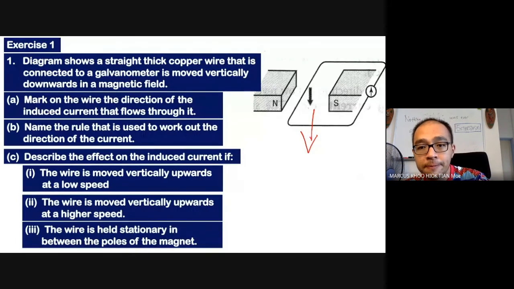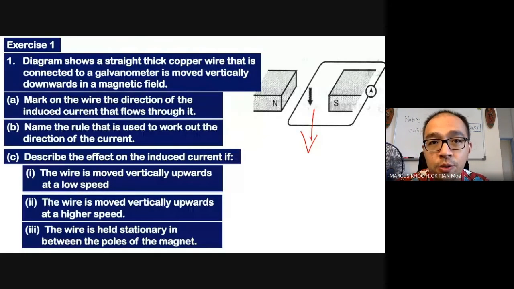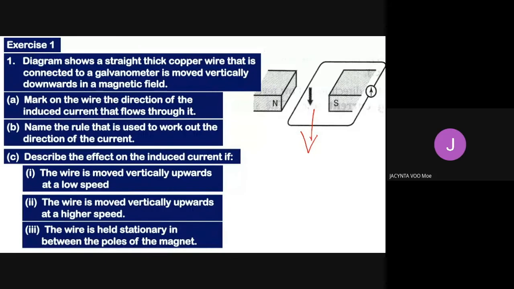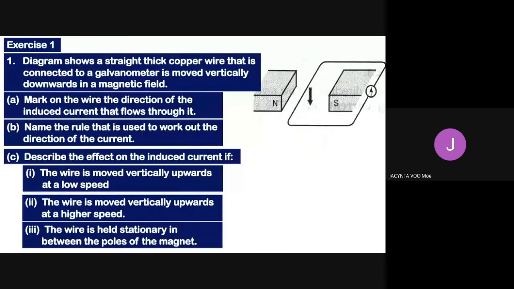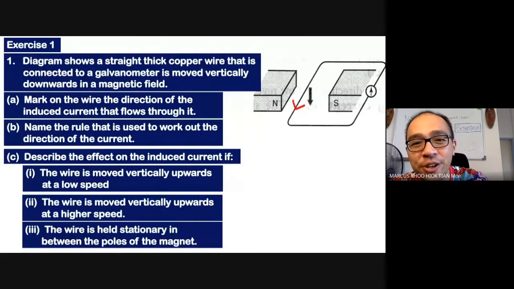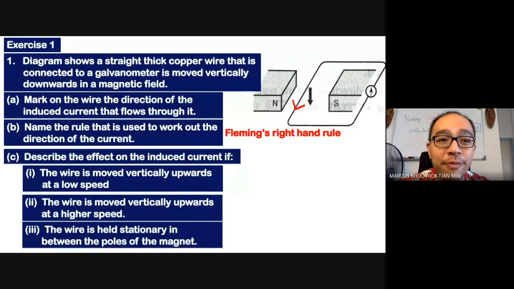Okay, Jacinta, quickly take out your right hand and tell me which direction the current goes. The current going out. Where is out now? Towards us. Okay, towards us. Very good. So the current is going to come towards us. We use Fleming's right-hand rule to determine this.